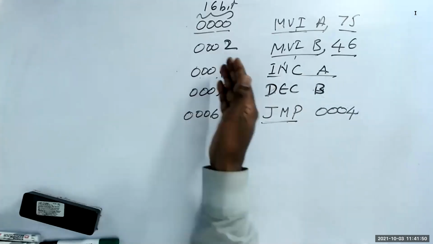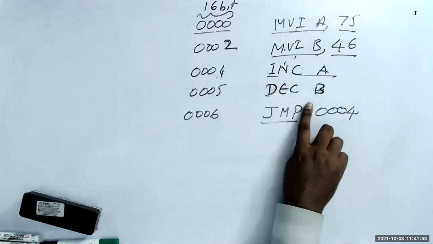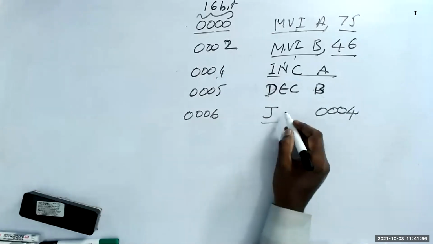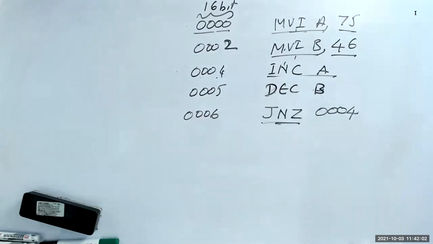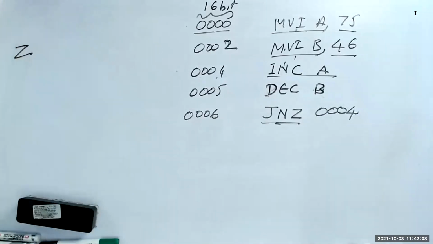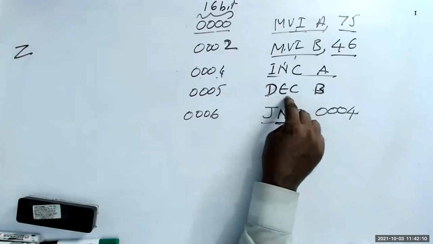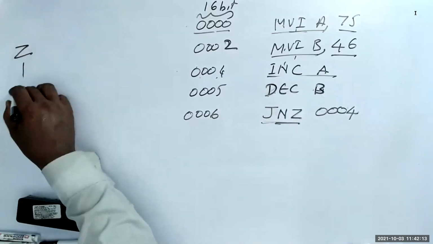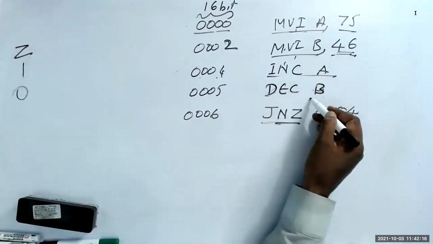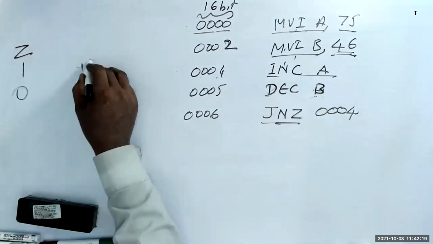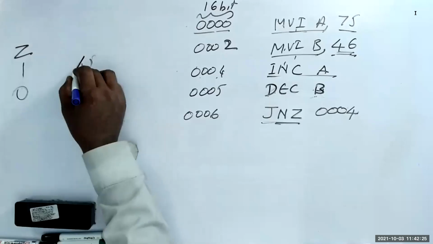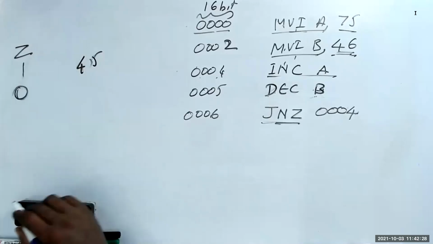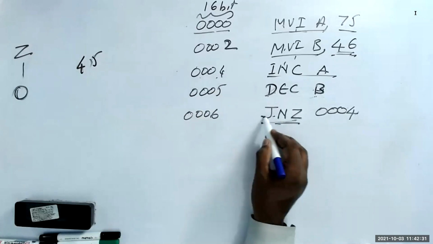But the jump will only jump always. So I just put here jump if non-zero. See here, jump if non-zero. Understood? That's why we have a flag called the zero flag. When I decrement B, which is 46, it will become 45. Since it is 45, the zero flag is not set. Then it will go back because I told it jump if not 0.